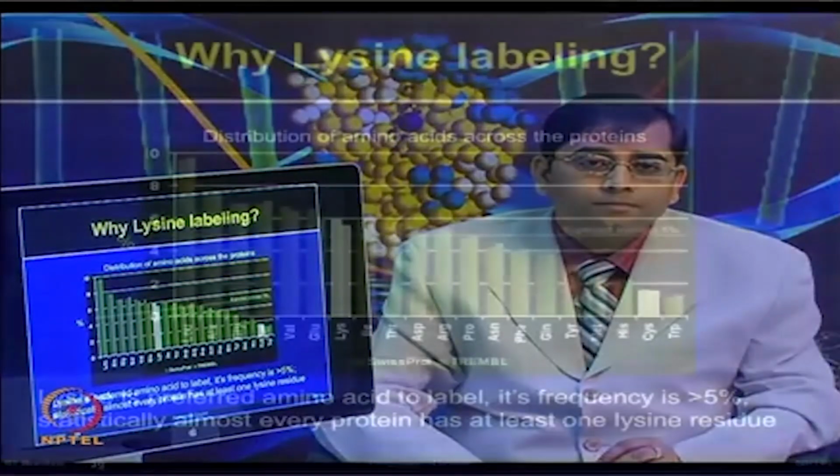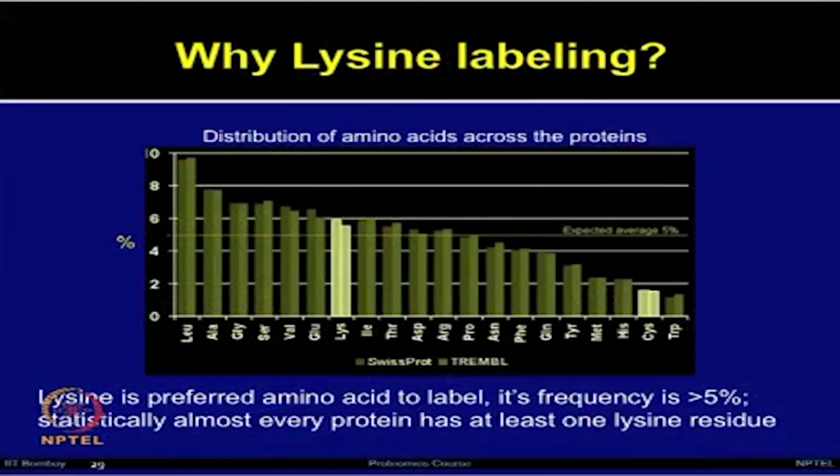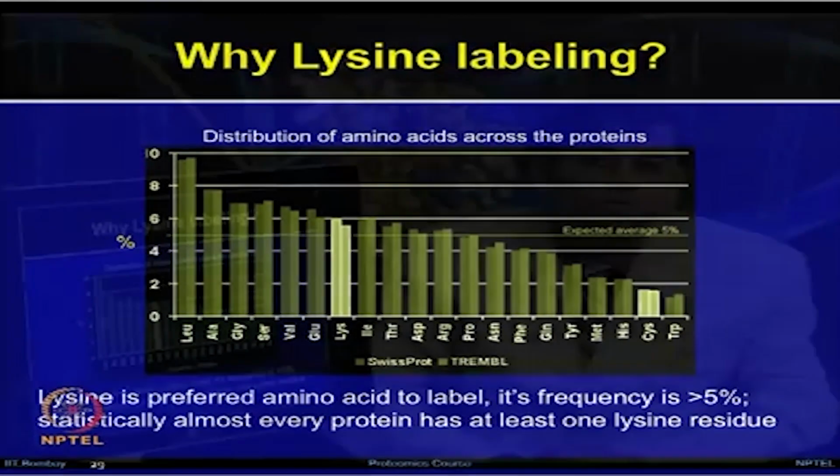So, let us talk about the popular method of targeting lysine. Why label only the lysine amino acid? Lysine is the preferred amino acid, as I have shown you in this graph, the distribution of amino acids across the proteins and their percentage distribution. Lysine is the preferred amino acid to label, its frequency is greater than 5%. So, statistically almost every protein has at least one lysine residue. So, there is a good probability that your protein will have a lysine residue and it will get labeled if you are targeting the lysine.